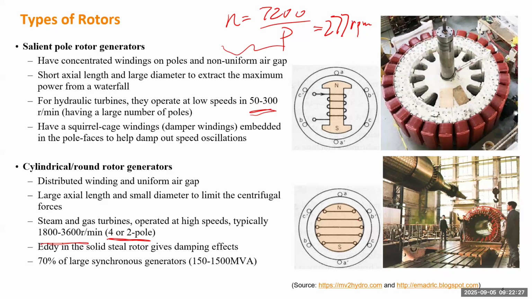70% of large generators, especially from 150 MVA to 1500 MVA, are round rotor generators. Yeah, because usually the hydro units are only at some locations near the rivers, but you can deploy the steam turbine and gas turbine generators everywhere.